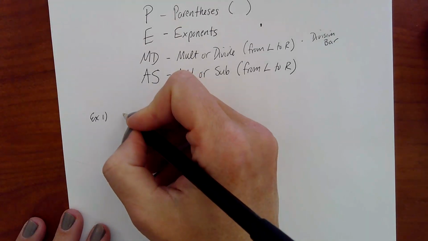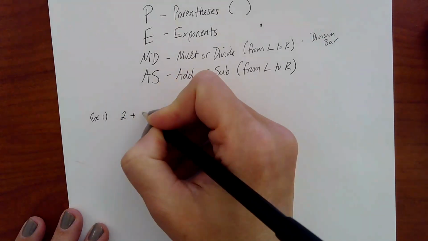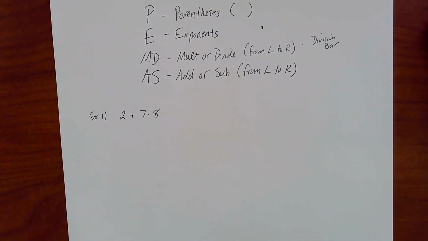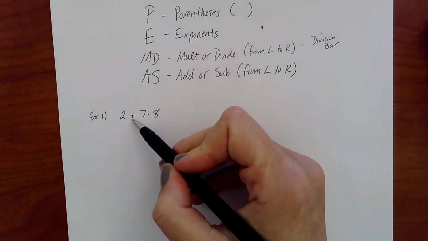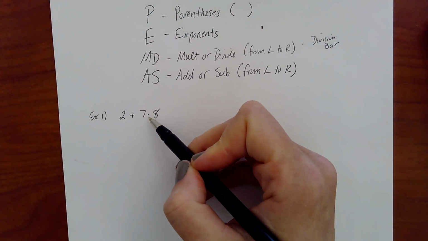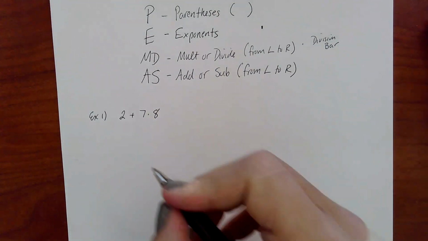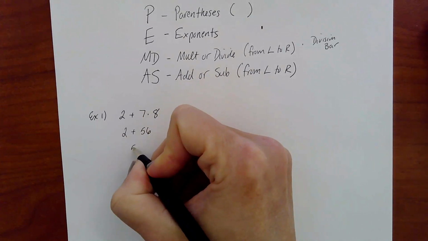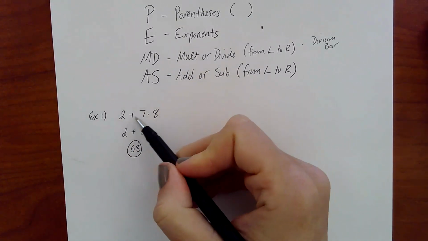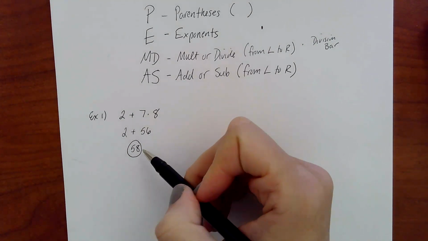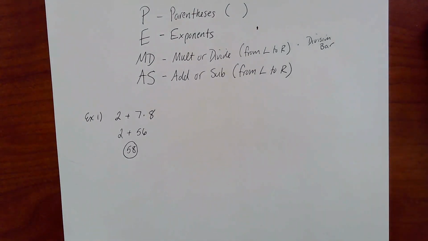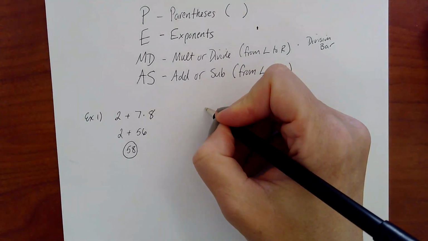Let's say our first example: 2 plus 7 times 8. What would you do first to solve this problem? Careful. You've got adding, you've got multiplying. Really, you should do the multiplying first. 7 times 8 is 56. If you did the 2 plus 7 first, you would get 9 times 8, 72. That would be wrong. So you really have to be careful. Don't just start doing the math. You have to zoom out and see what's going on here.